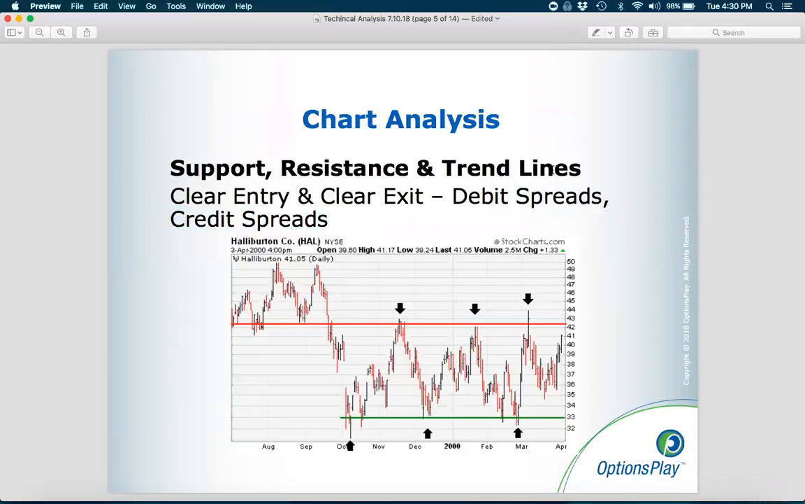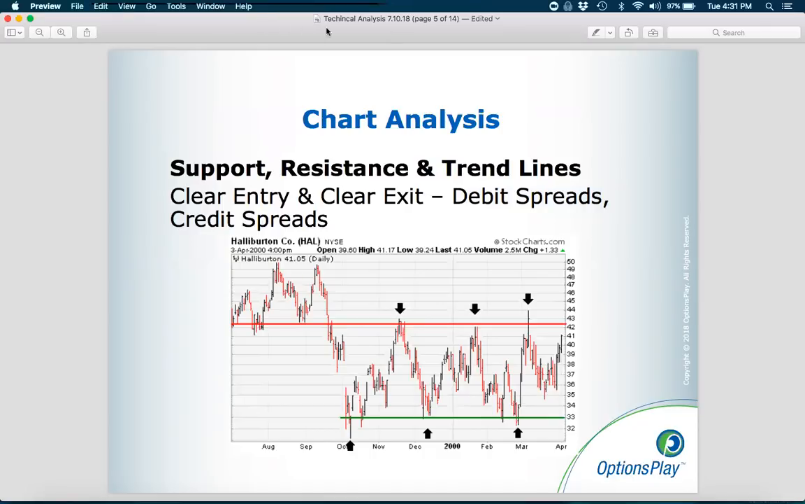So support and resistance and trend lines can be used in different ways. You can either think that the stock's going to bounce higher and move all the way to the next resistance level, or you can simply say that I think that it won't go any lower than 33. Depending on which one of those two you believe in, you should use a debit spread if you think the market's really going to rally to that next level, or you can use a credit spread if you simply think the market's not going to go any lower than a specific level. So those are two different ways that you can utilize options when you're drawing simple support and resistance and trend lines.